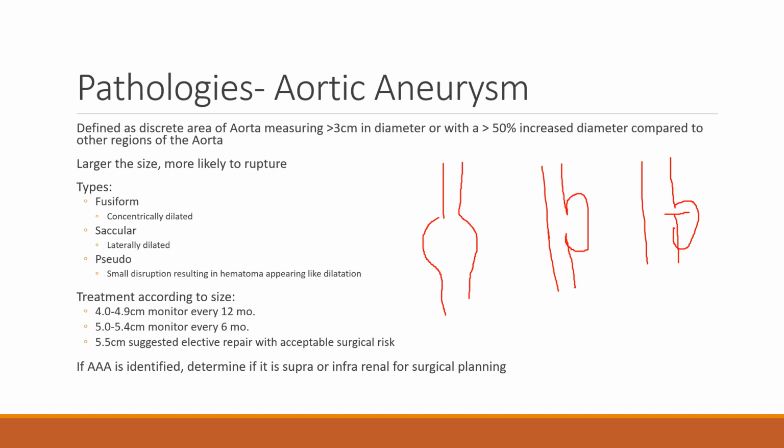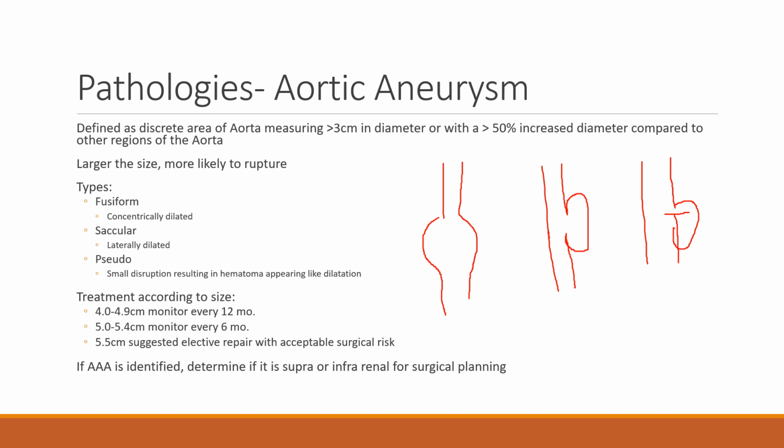The standard treatments, according to the Sony text, are going to vary according to the size of the aneurysm. So typically at this point, most aneurysms that are measuring 4 to 4.9 centimeters, they'll just monitor once a year. 5 to 5.4 centimeters, they'll monitor about every 6 months. And then 5.5 centimeters and above, they are going to suggest surgical repair if the patient is a good surgical candidate. If not, they may just continue to monitor it if they didn't feel the patient would survive surgery.